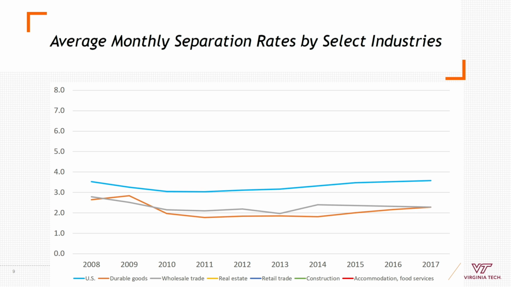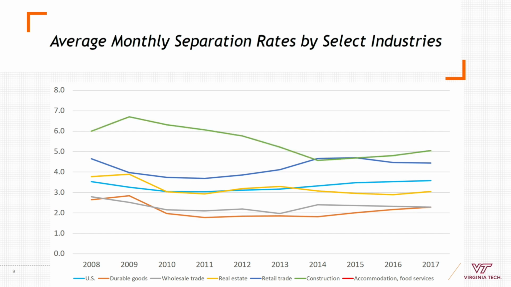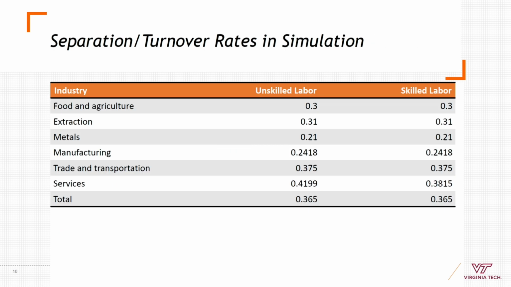Some other ones that are low: wholesale trade has a relatively low turnover rate. Real estate looks kind of like the average for the U.S. And then retail trade is a little higher. And then the winners of the turnover derby are construction and accommodation and food services, McDonald's. Look up here for food: that's 6% a month. That's a lot. So there is a fair amount of churn in the U.S. labor markets, and there's a lot of variability between sectors.